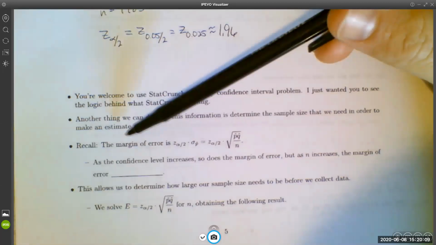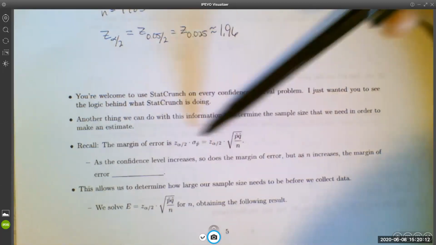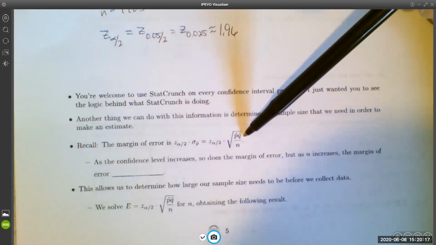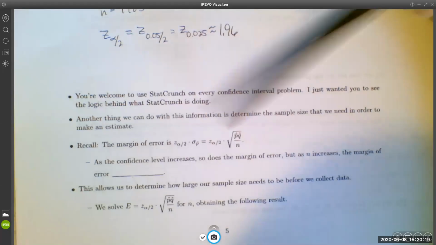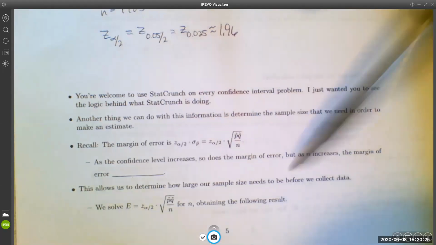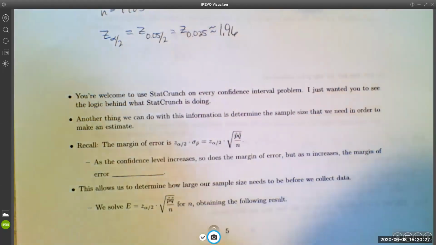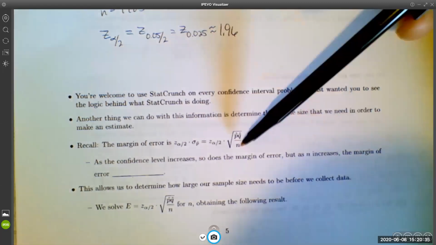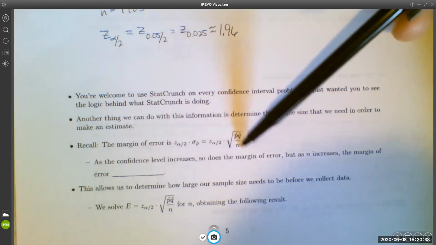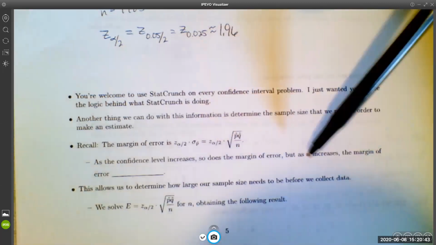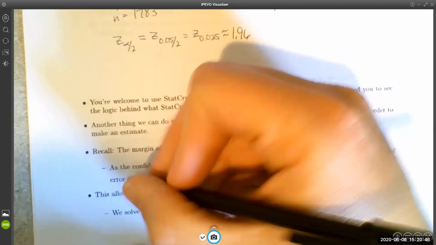So recall that the margin of error is z sub alpha over 2 times sigma sub p hat, or in other words, sigma sub p hat is square root of p hat times q hat over n. So it's this thing. Now, as the confidence level increases, the margin of error has to increase with it, so that you can be more confident that your interval actually contains the true population parameter, right? But as the sample size increases, as this denominator gets huge, the overall number is going to get smaller. So as your sample size increases, the margin of error decreases.